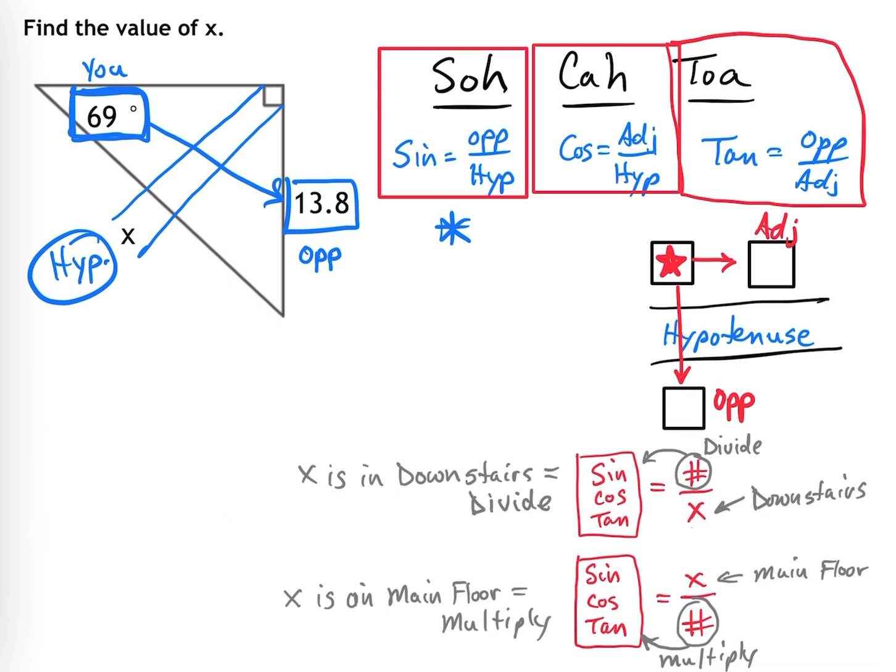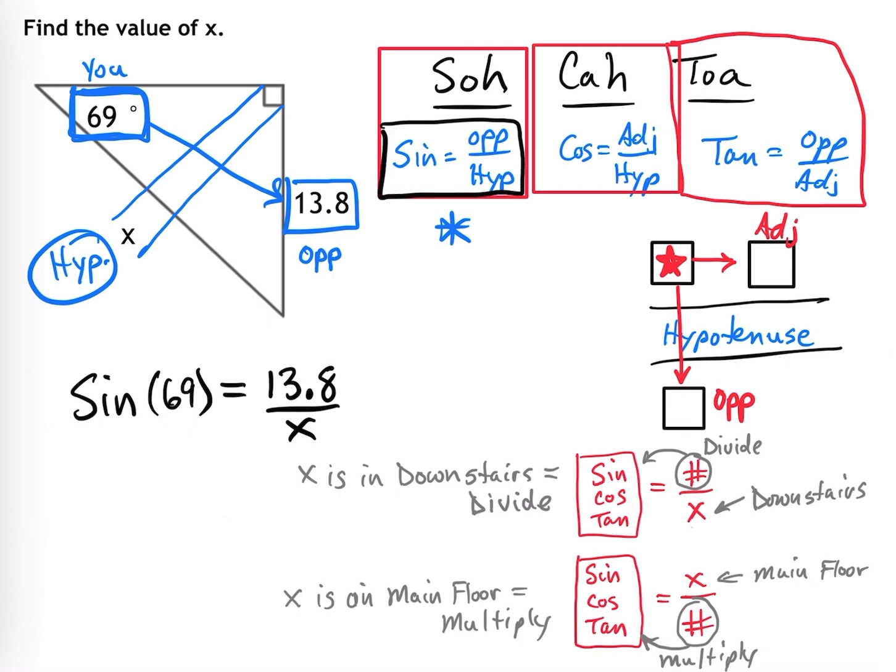So the way you're going to write the work for this question is, now that we've identified that it's a sine question, you're going to say sine of where you live, in this case 69 degrees, equals your opposite side of 13.8 over the hypotenuse. Now, if you're wondering why I'm making the fraction like this, it's because the sine function is supposed to be opposite over hypotenuse, where the opposite side is 13.8 and the hypotenuse is your x.